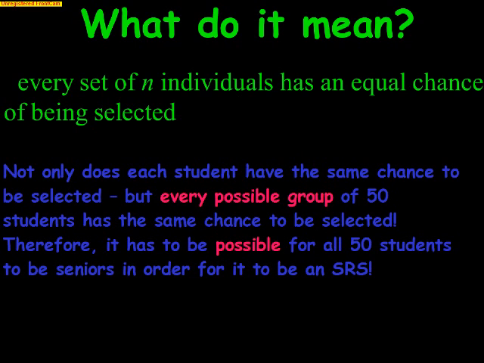It also means that every group, in this case of 50 people, has the same chance of being chosen. So it's possible for all 50 students, as an example, to be seniors, and it's still an SRS. This is very important for us to understand. Just because the sample that you randomly pick doesn't look like what you think it should, it could be totally random and just not look like what you might think random looks like.